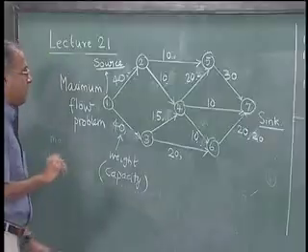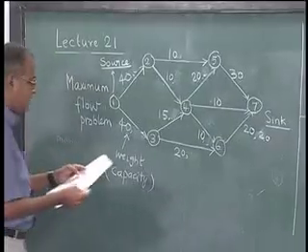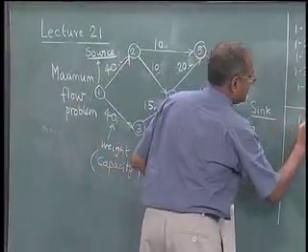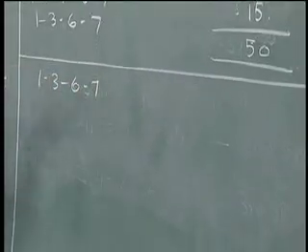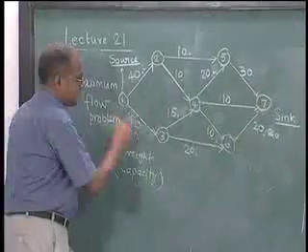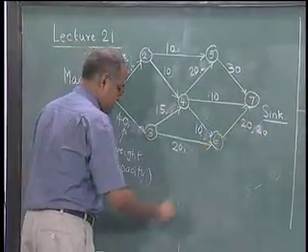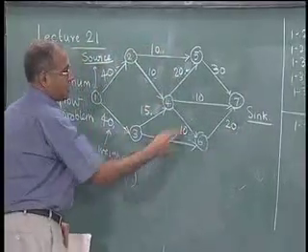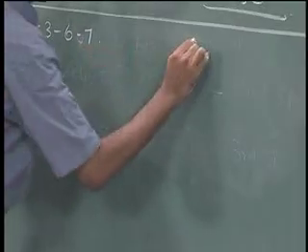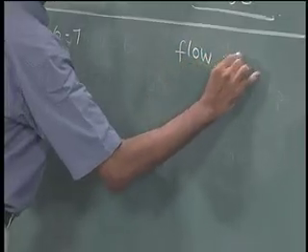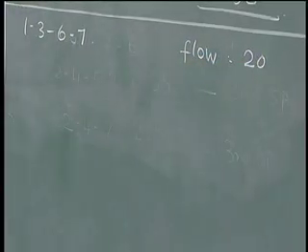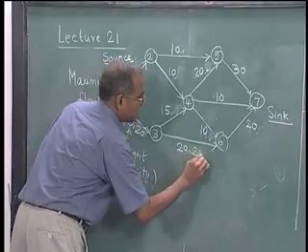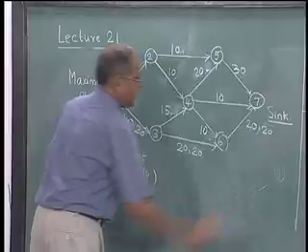Now, let us find out a different order in which we send. So, let us first look at 1 to 3, 3 to 6 and 6 to 7. Now, this is 40, this is 20, this is 20, 40, 20 and 20. So, we can send flow equal to 20. So, we update it with 20, 20 and 20.